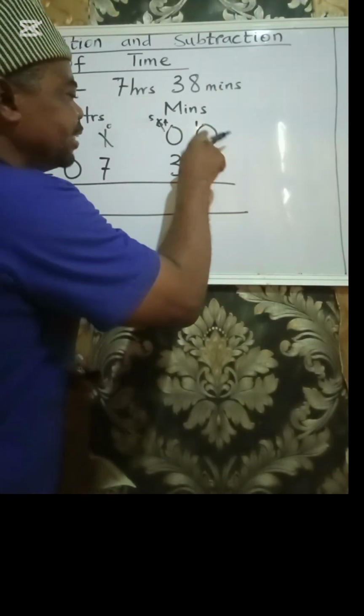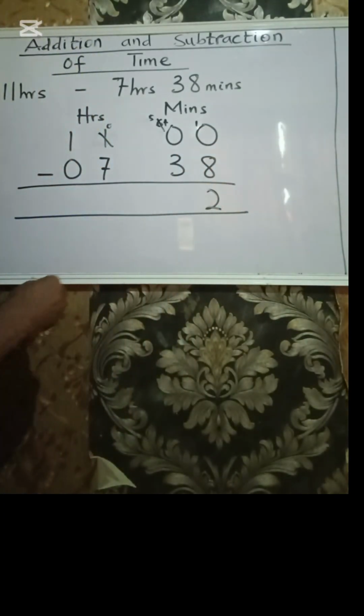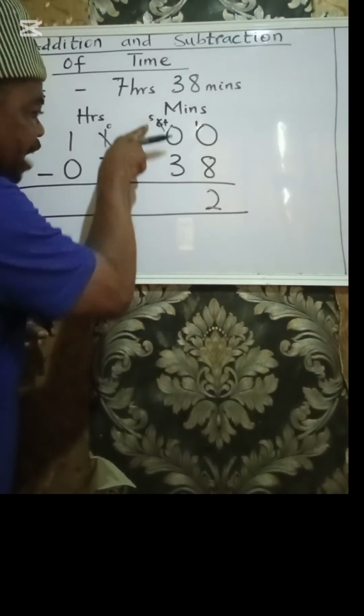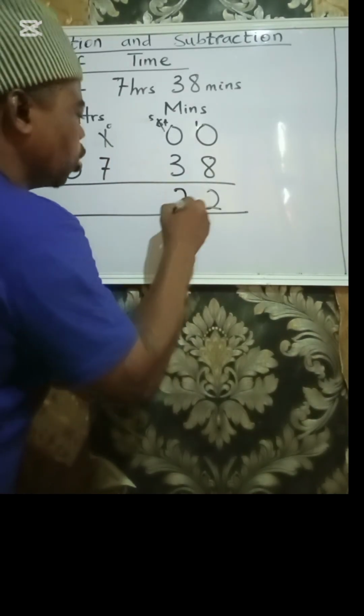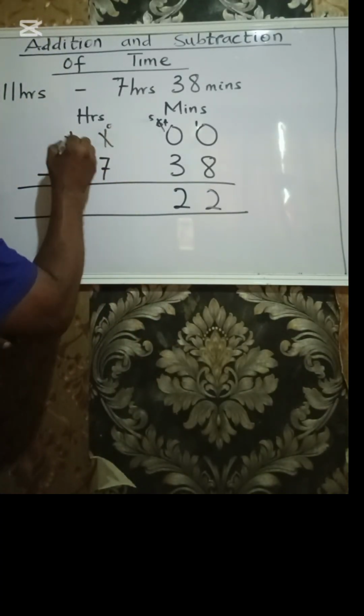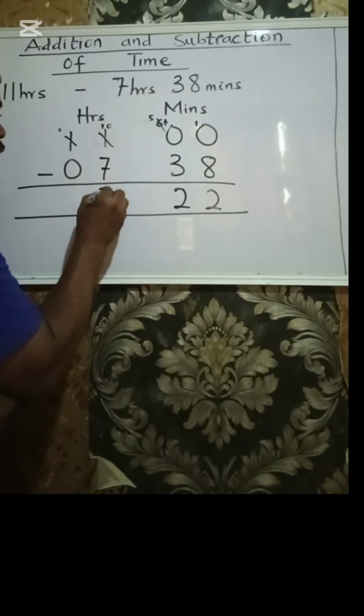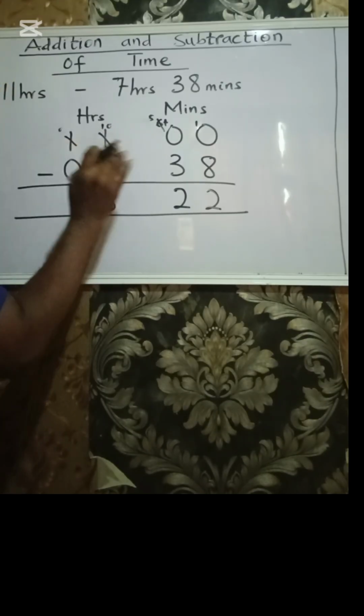Now, this one becomes 10. 10 minus 8 is what? 2. Are we together? Now, we are having 5 left here. 5 minus 3 will give us what? Okay, you got it, 2. Then 0 minus this is not possible. Then borrow from this one here and give it to this one, making 10. 10 minus this will give us what? 3.